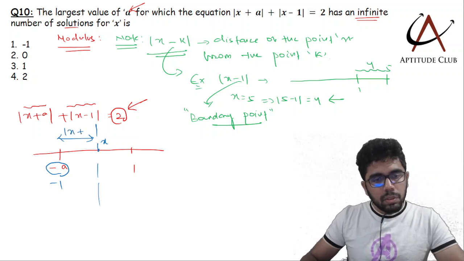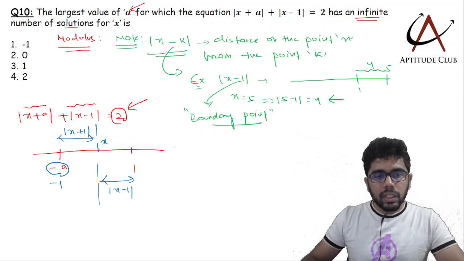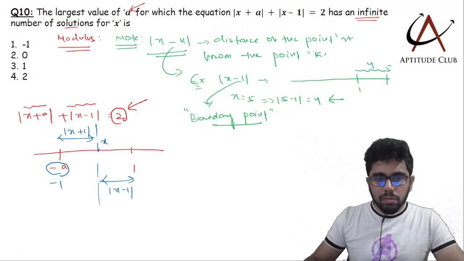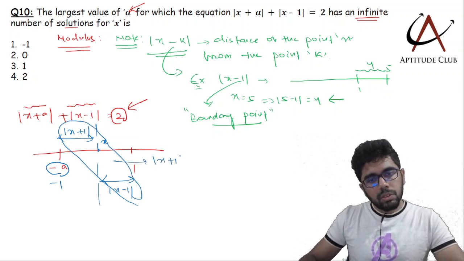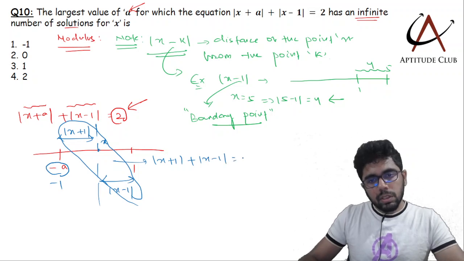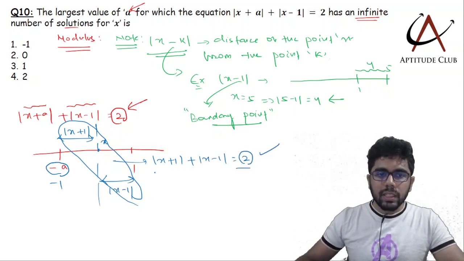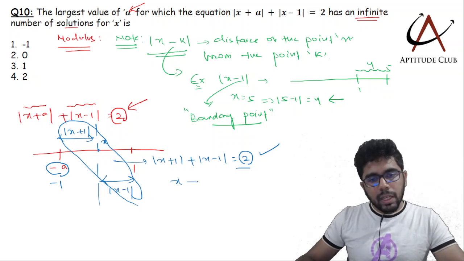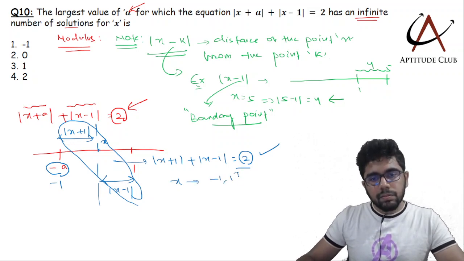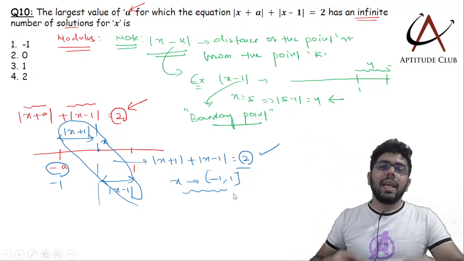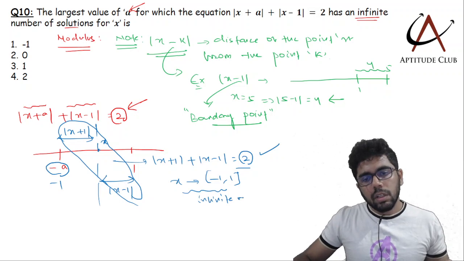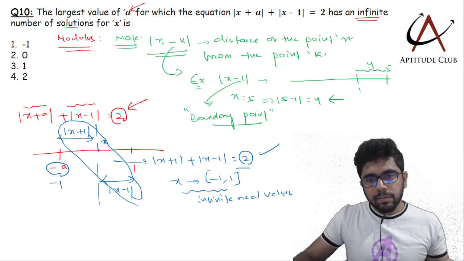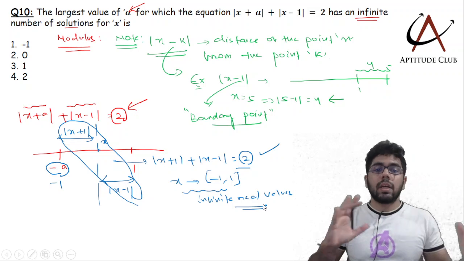this becomes mod x plus 1 and this becomes mod x minus 1. Distance of the point x from point minus 1, distance of the point x from the point 1, and what is the sum of these two distances? Mod x plus 1 plus mod x minus 1 is equal to 2. तो इक्वेशन तो सेटिस्फाई कर रहा है, and x can be anything between -1 and 1. Thus infinite values आ ही रहे हैं, any real number, so x can be any real number between -1 and 1.